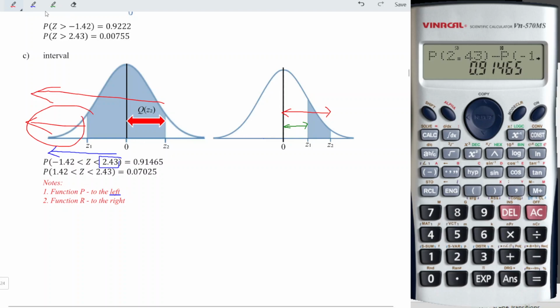So next, let's say we prefer R. If we prefer R, the direction is to the right. To the right, then we have to move from left to right. So if we want to choose R, we have to take the first number, negative 1.42. Then we minus R 2.43. Then we will obtain the correct value.